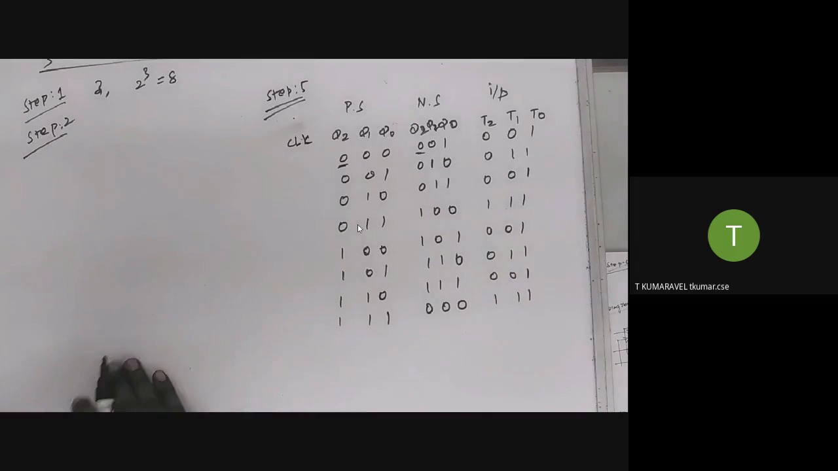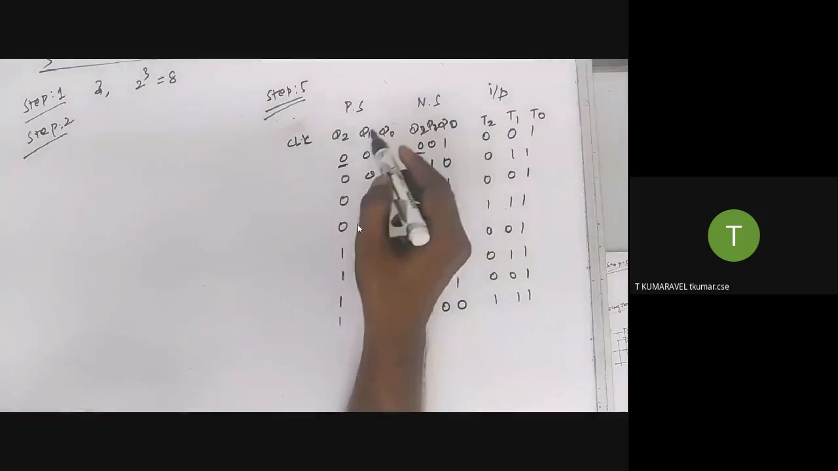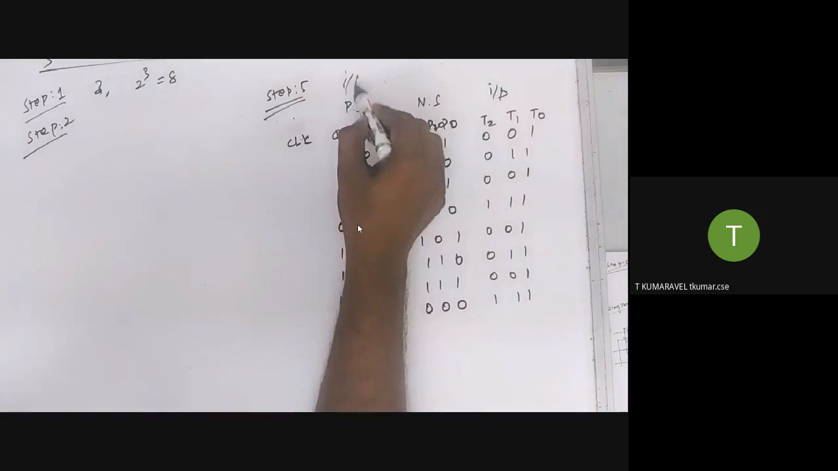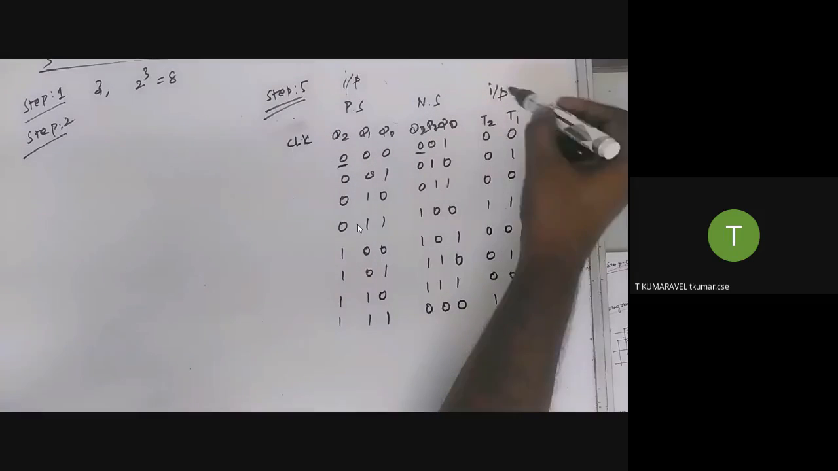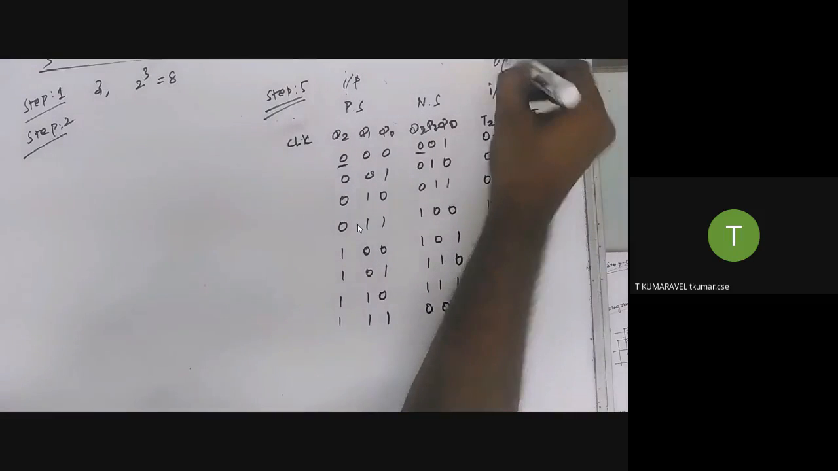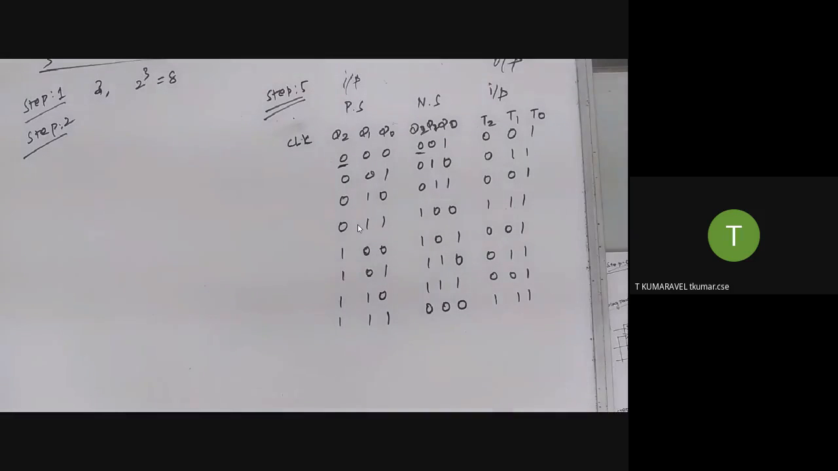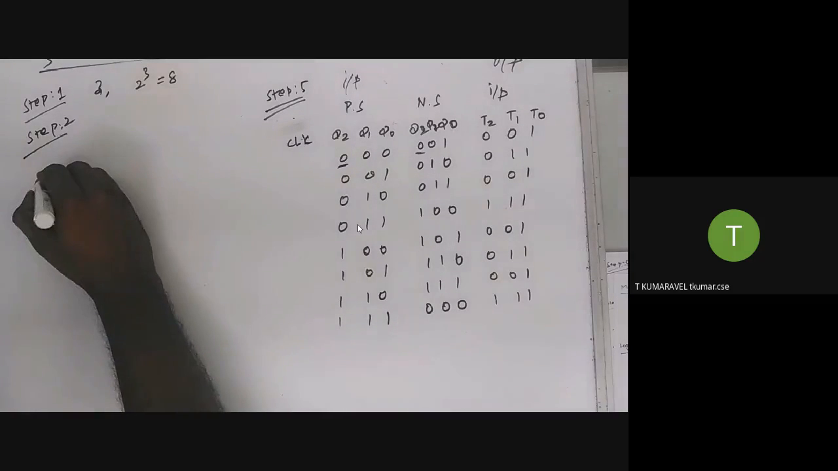So what is the next thing? You want to form the Boolean expression. How do you do that? In the excitation table, which one is acting as the input? The present state is acting as the input, and the input is acting as output. So three outputs are available.